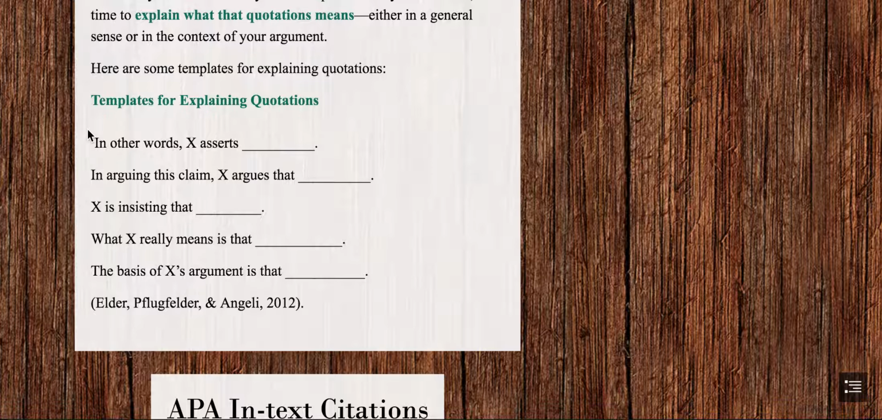I have my direct quotation or I have my paraphrase and I say, in other words, X asserts, and then I put my own words. In arguing this claim, X argues that, X is insisting that, what X really means is that, the basis of X's argument is that. So you want to explain that information that you've just integrated into your essay. You don't want to just drop a quotation in the middle and just let it sit there by itself. You want to introduce it. You want to explain and make sure that it is built into your writing.